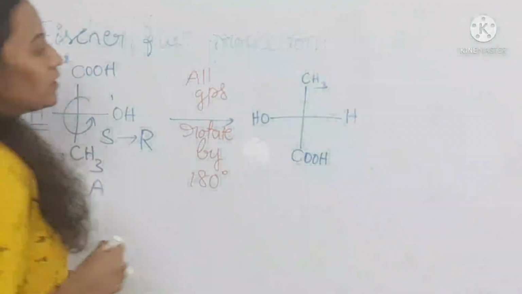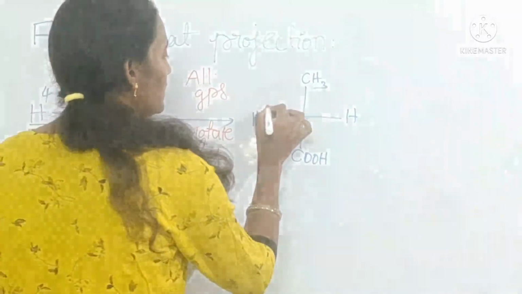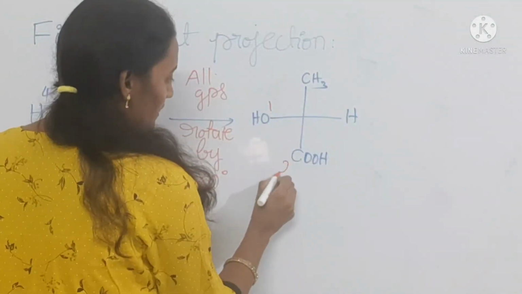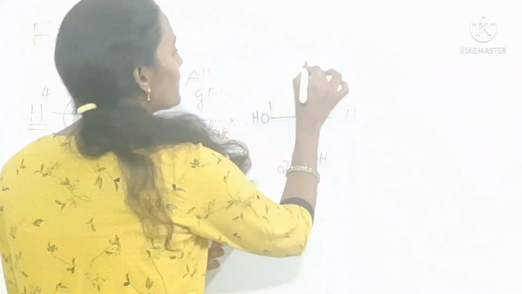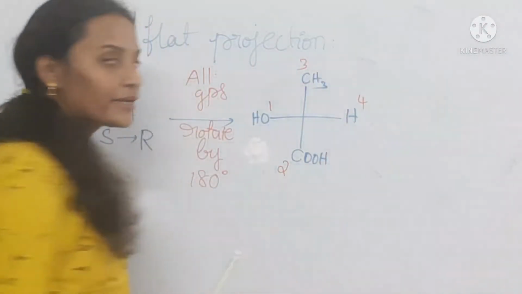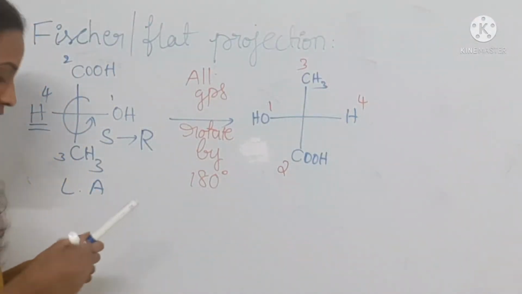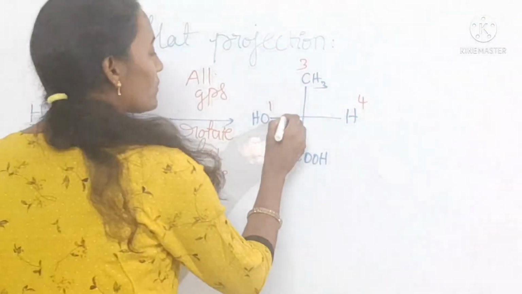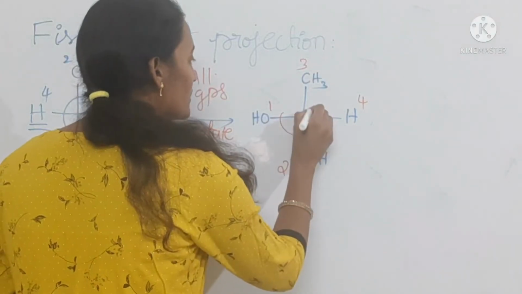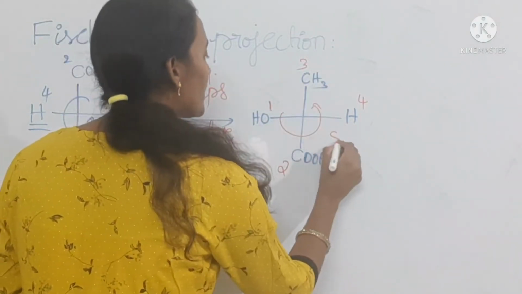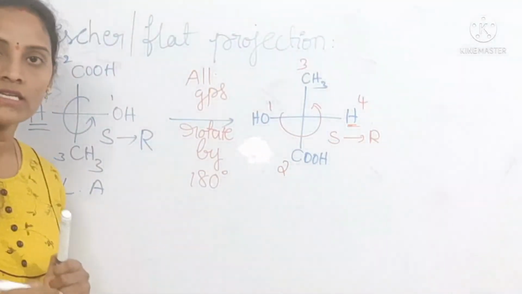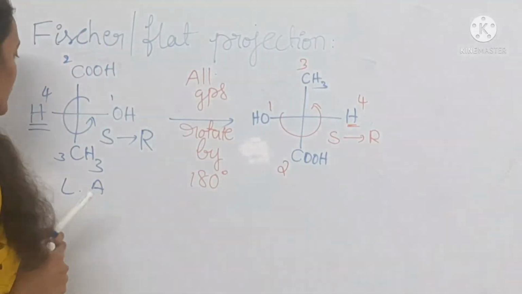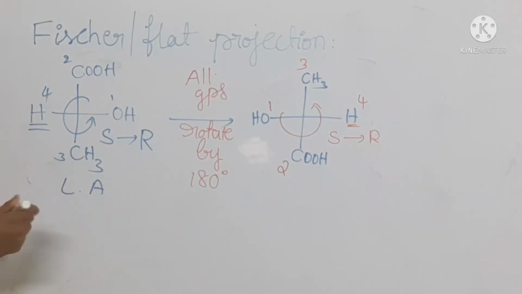Now you can give priority for all these groups. OH gets 1, carboxylic group gets second position, methyl gets third position, and hydrogen gets fourth position. What is the plane polarized light rotation? This is in an anti-clockwise direction. S becomes R because the least one, hydrogen, is on the horizontal line. See, this one is also R lactic acid.